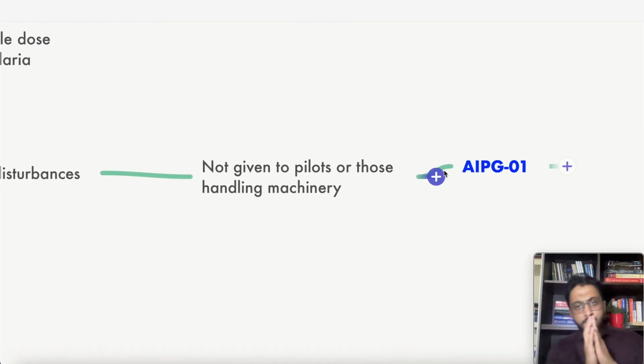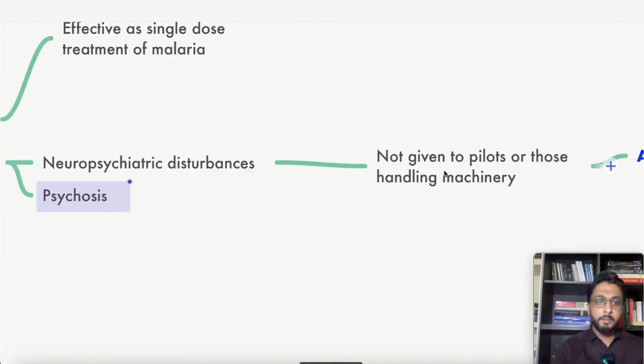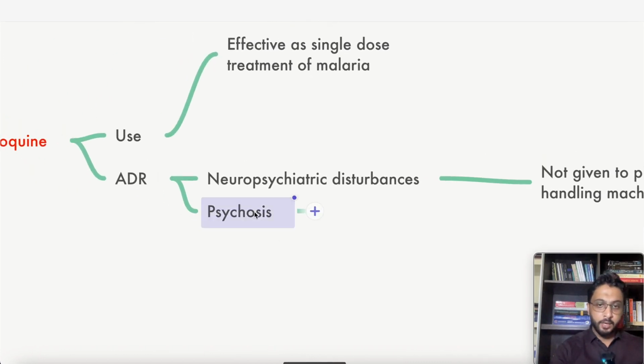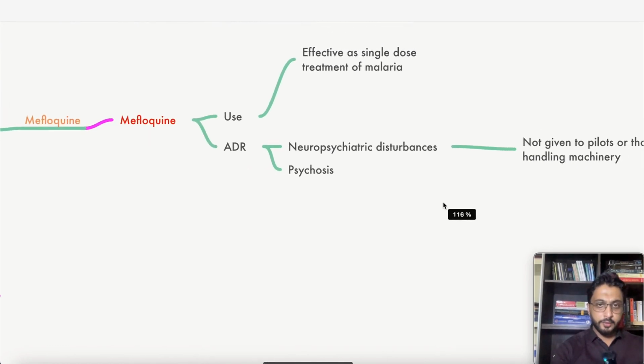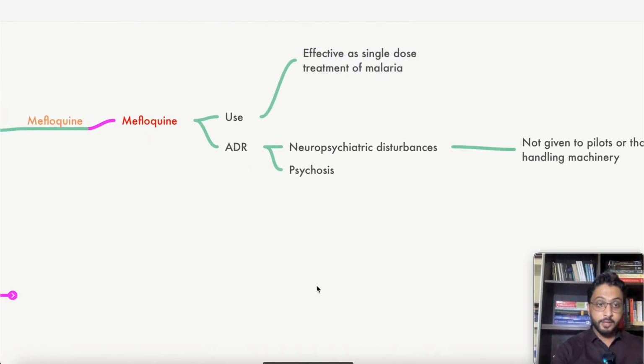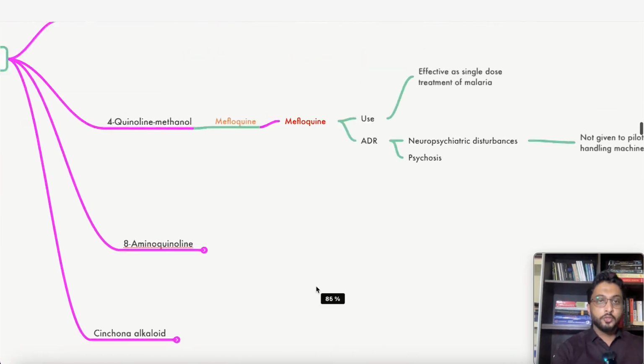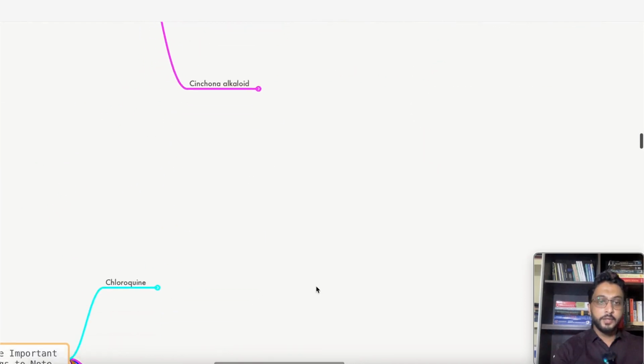So one of the questions asked for you: all of the following are correct except, and it was something like mefloquine is given in pilots. So it's not given. Mefloquine, M for madness, psychosis, is not given in pilots because it causes neuropsychiatric effects. It's effective in a single dose, but the problem is this. So these are the drugs individually you have to know.